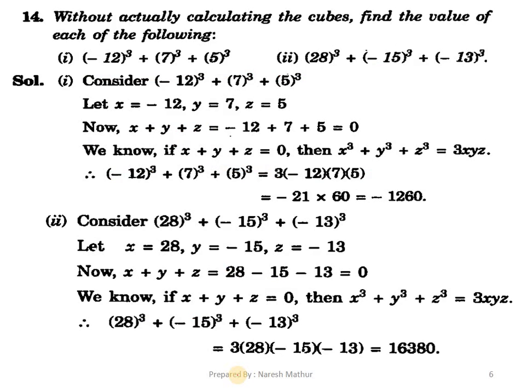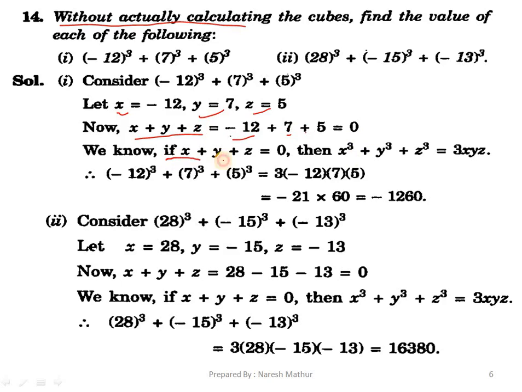Now the next question is based on the previous identity. We have to find the value of the following without actually calculating. This is the concept, this is the condition. We need to find the value of this without actually calculating. So we have minus 12 cube plus 7 cube plus 5 cube. Now what we can see, let's say x equals minus 12, y equals 7 and z equals 5. Now if we add all these three numbers, minus 12 plus 7 plus 5, it is giving us 0.